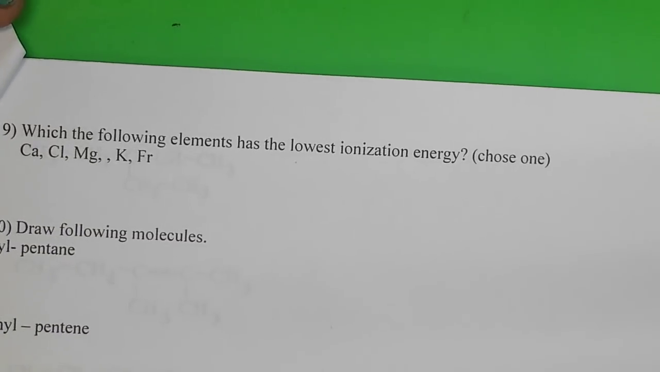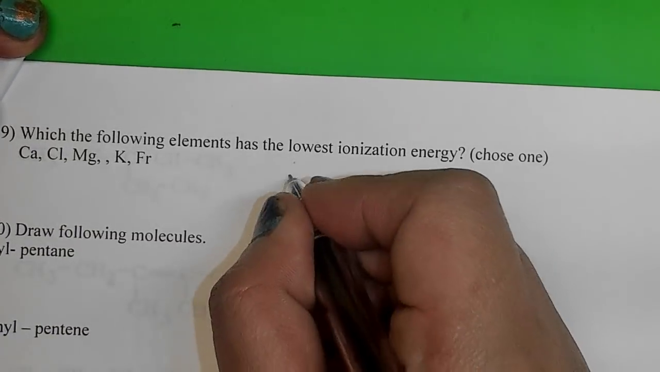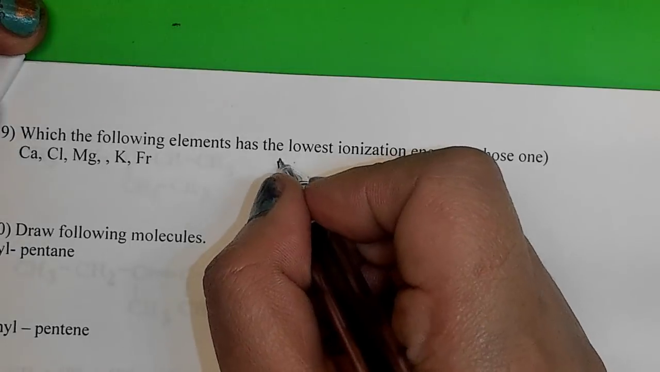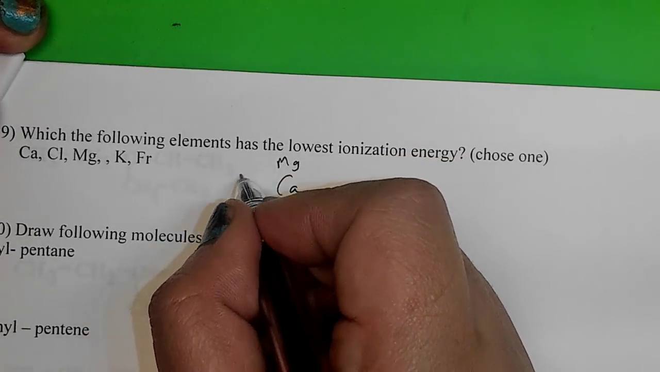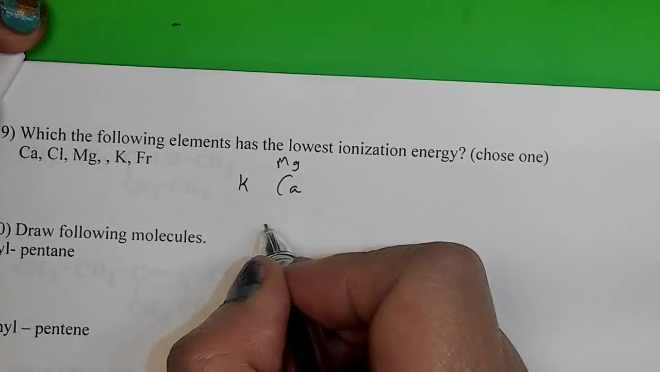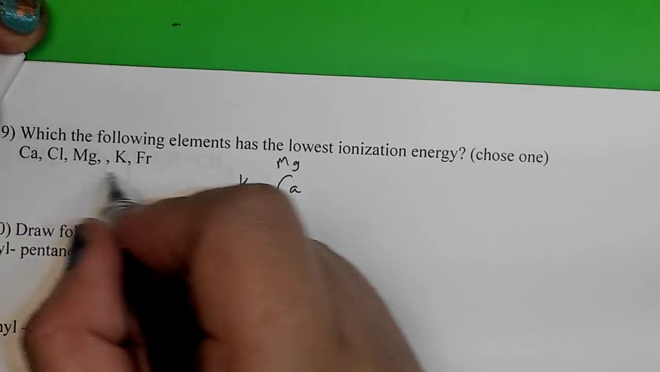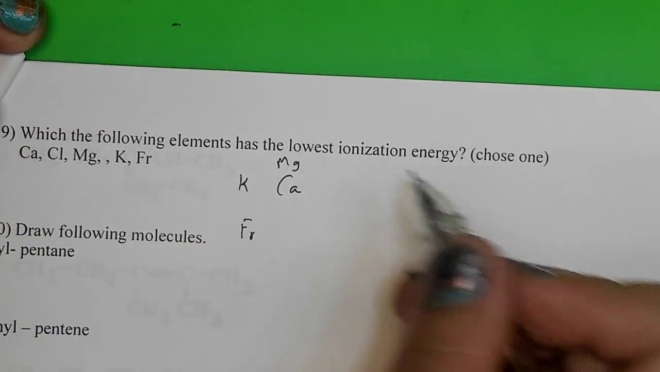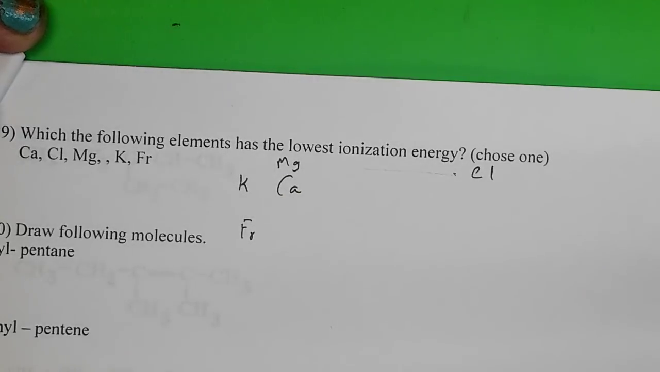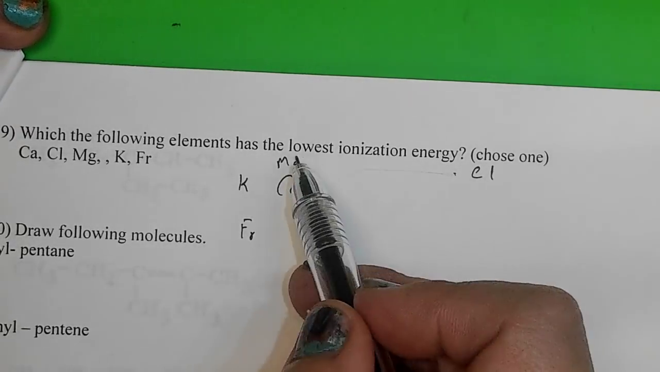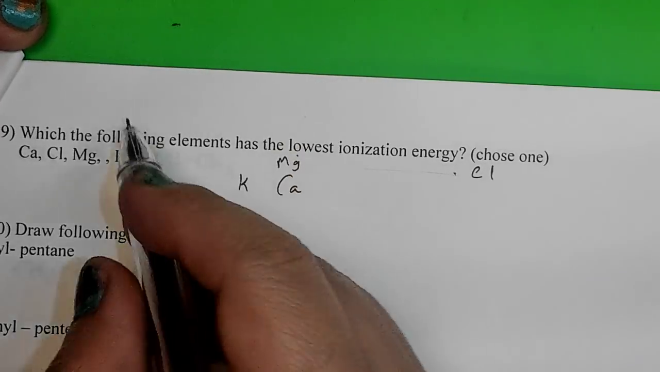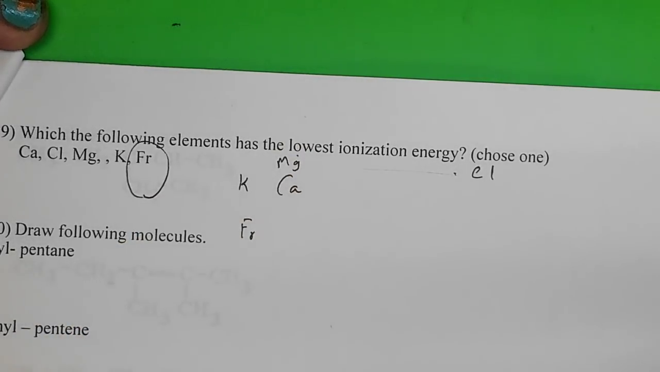Next one. Lowest ionization energy. Again, lowest ionization energy means largest radius. Okay, so let's try to figure out where it is. Ca, Mg is on the top, K is next to here, Fr is all the way down here, and then Cl is the same slope as this. All right, good. So let's try to find the lowest ionization energy, that means largest, Fr. Largest radius, lowest ionization energy.